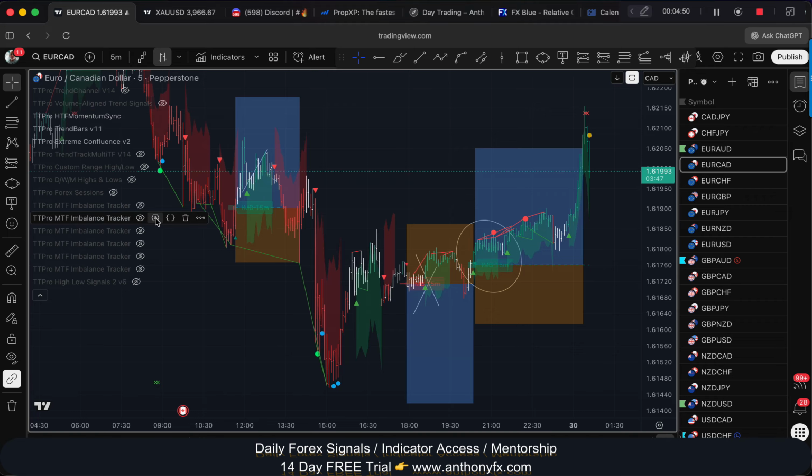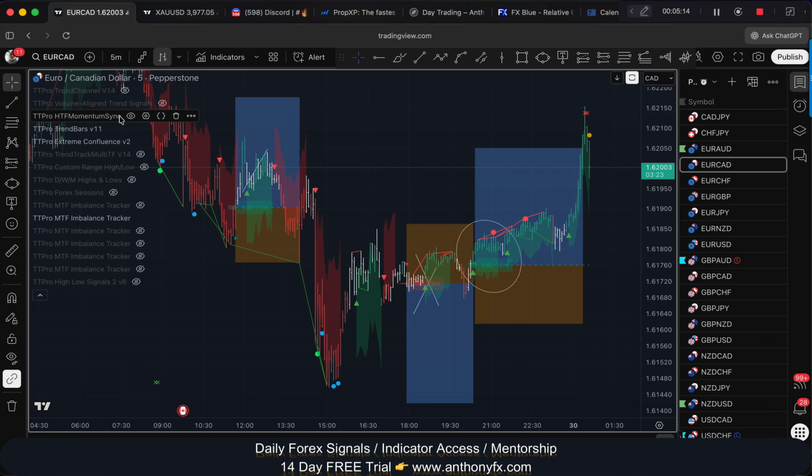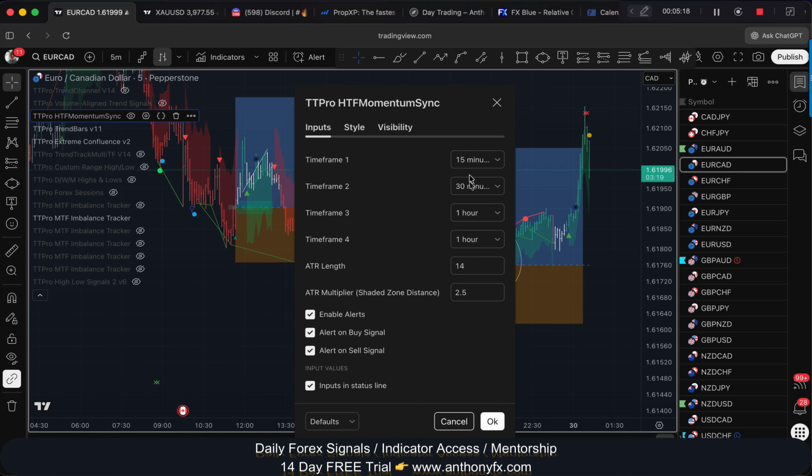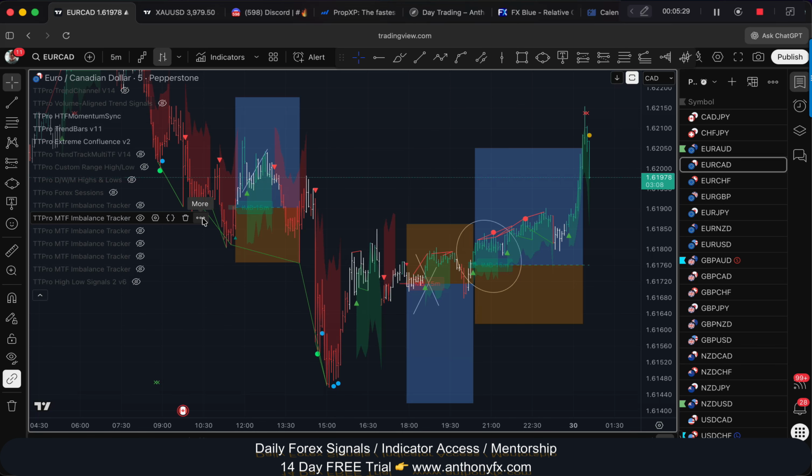So this one, settings: 15-minute time frame, imbalance range is 0. That's it. Enable these things. There are other signals too I want to show you. Momentum sync: 15, 30, 1 and 1, 2.5. They're your settings. 5-minute chart. Just come in here and set the alert for that.